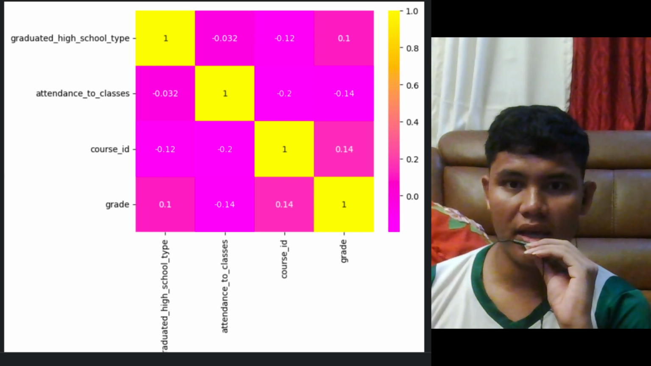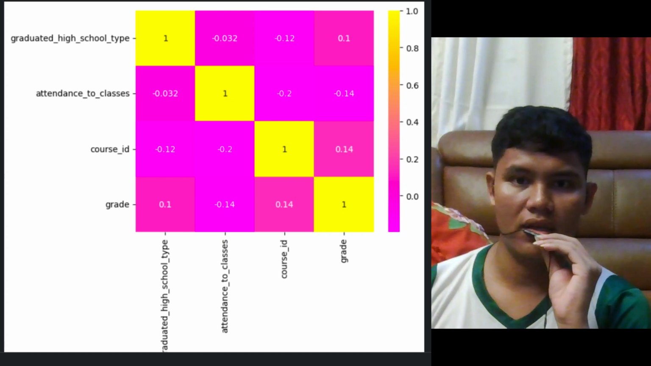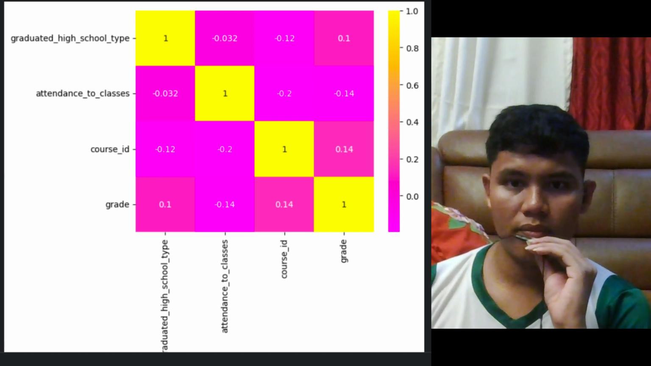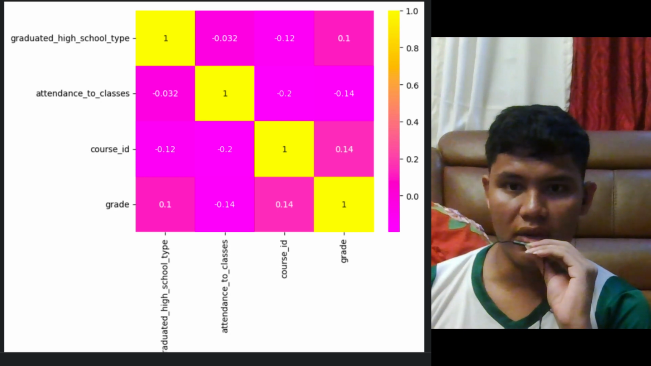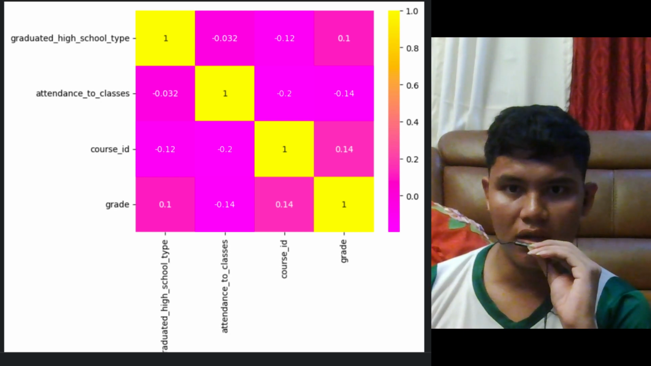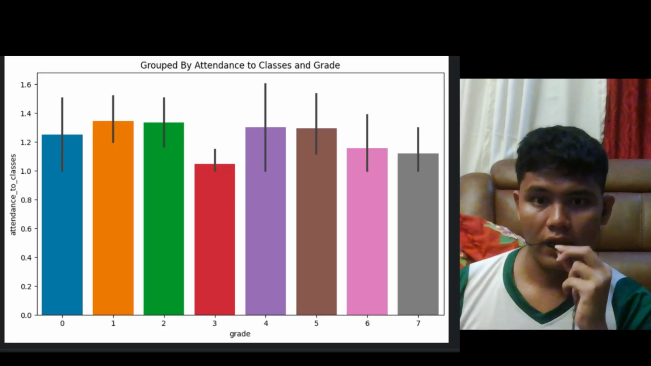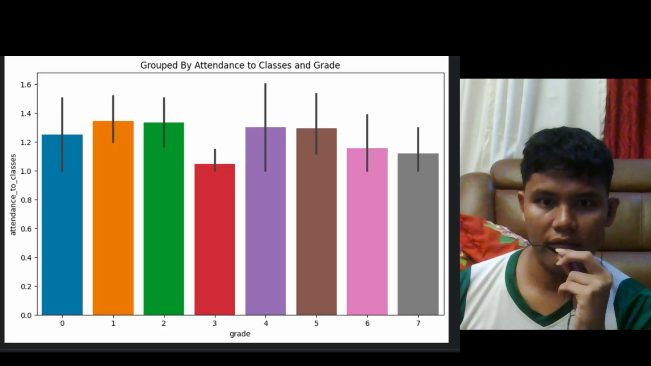This heat map indicates that there are no strong correlations among the variables in the dataset. The relationships between variables are mostly weak, with both positive and negative correlations being relatively close to zero. This might suggest that these variables are relatively independent of each other, or that any relationships that do exist are not linear. The last one is the bar graph.